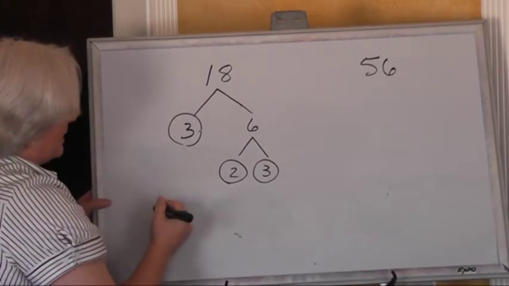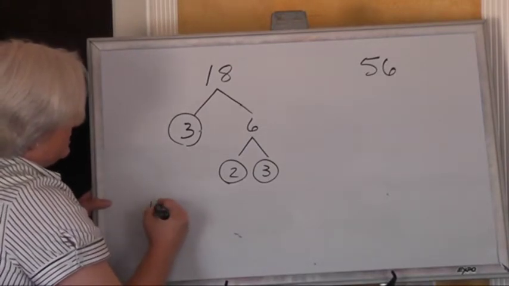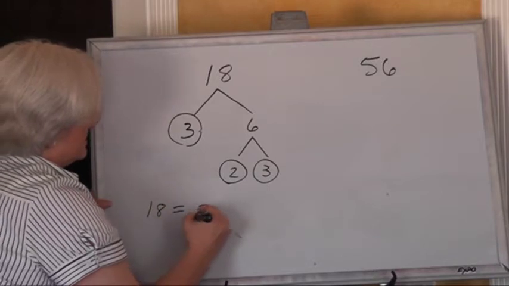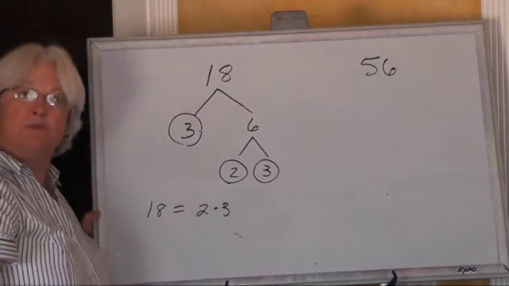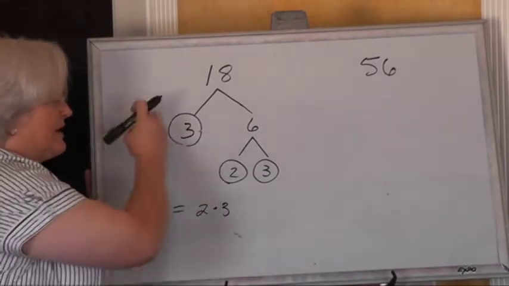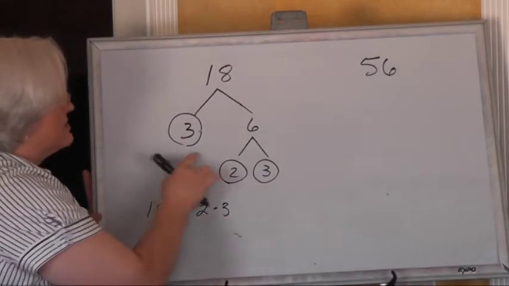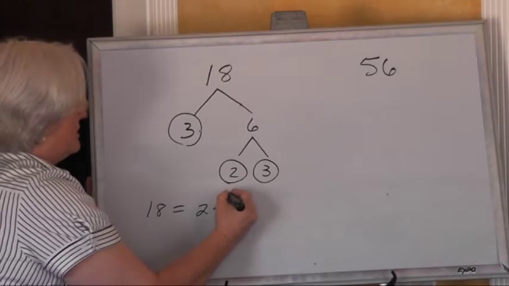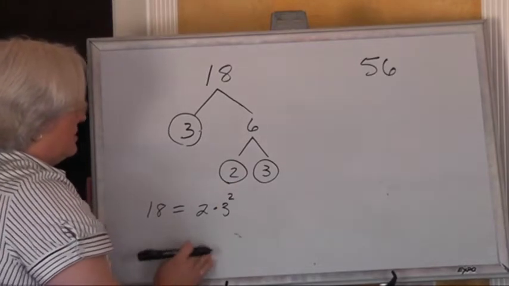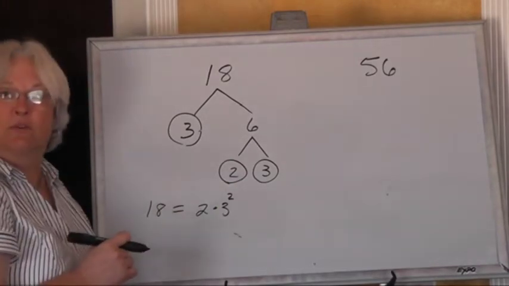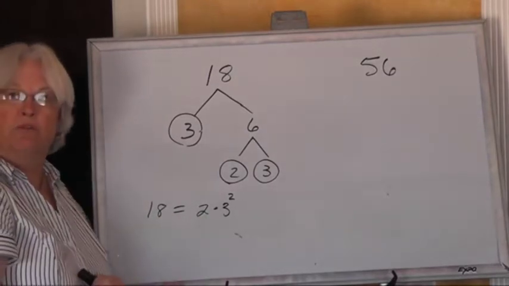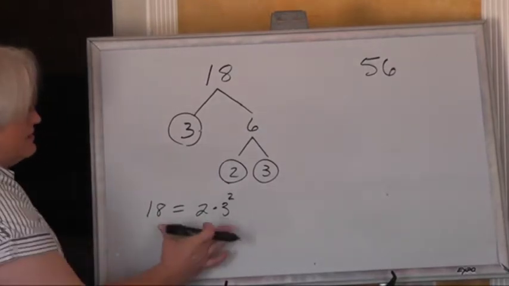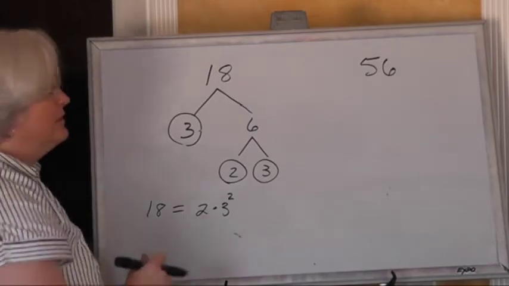So we're going to write that 18 is equal to 2 times 3 times 3. We're just going to write each prime factor that occurs in this factorization once, but we're going to use exponential notation to indicate that 3 is used as a factor twice. Here we have that 18 is equal to 2 times 3 squared. This is the prime factorization of 18.